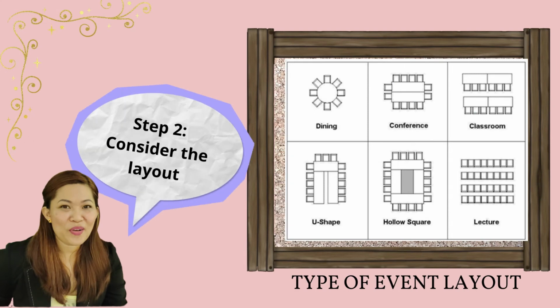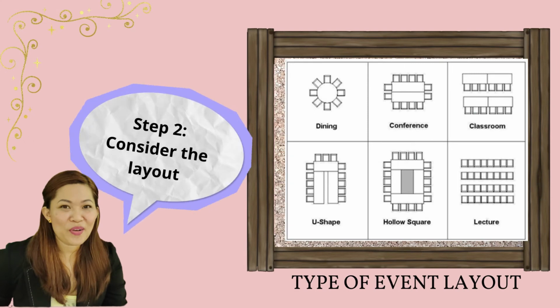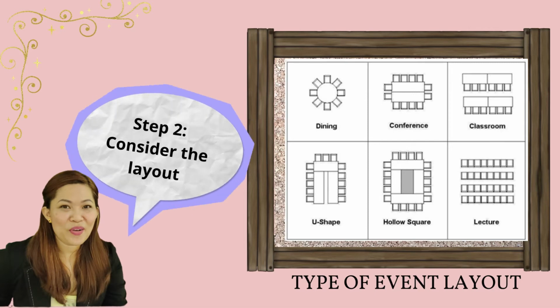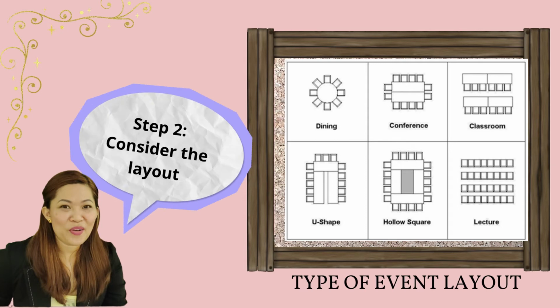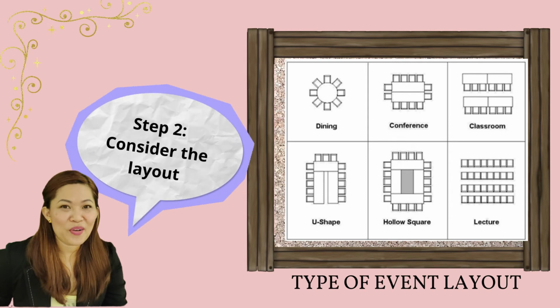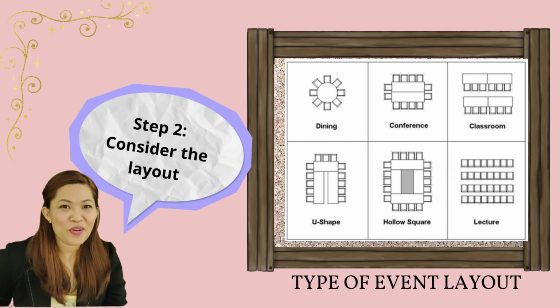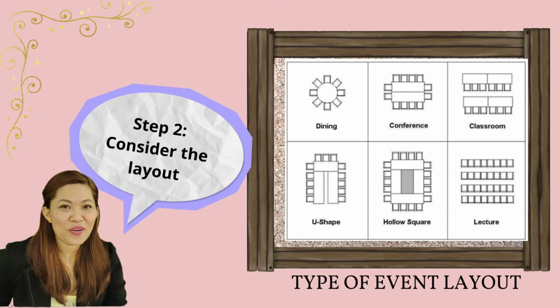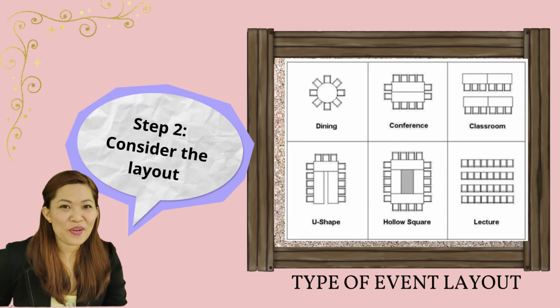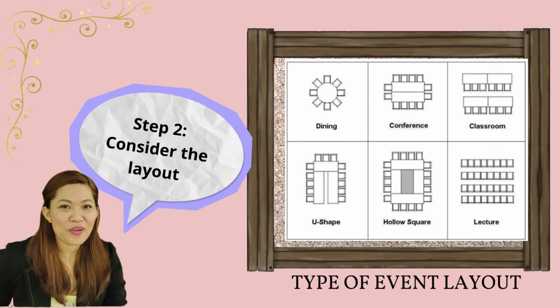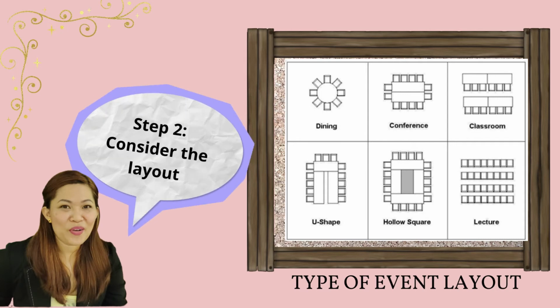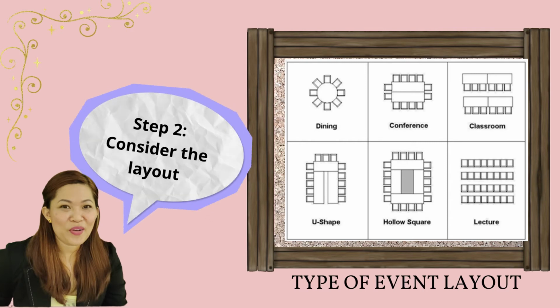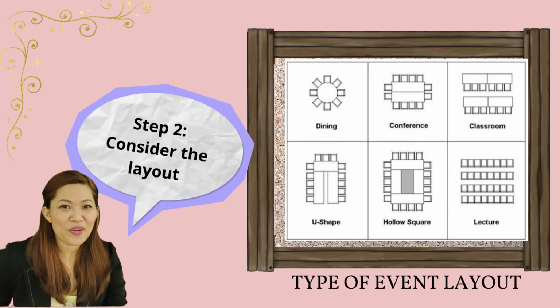Number two is to consider the layout. You will know what the layout will be once you have the venue and the amount of people who will be joining the event. Also, the third one is to know what type of event you are attending. So there are different types here. We have first, dining. Most likely if it's a reception, a wedding, a birthday, a debut, or a baptism, this will be the setup wherein the guests are gathered at a round table so that they can mingle around.